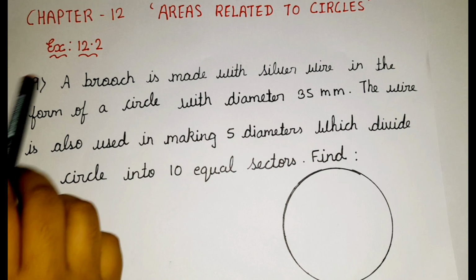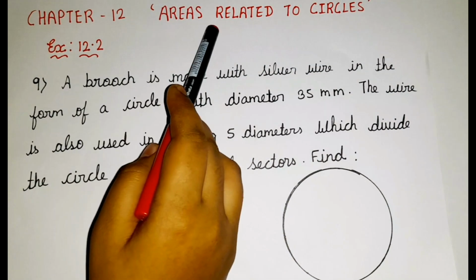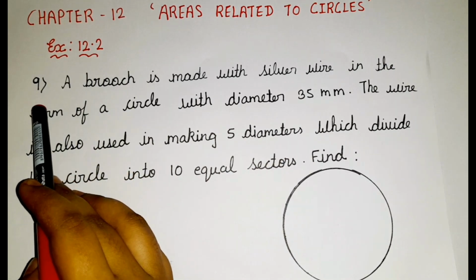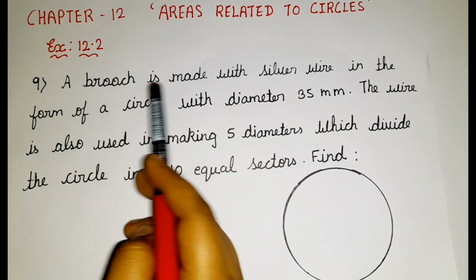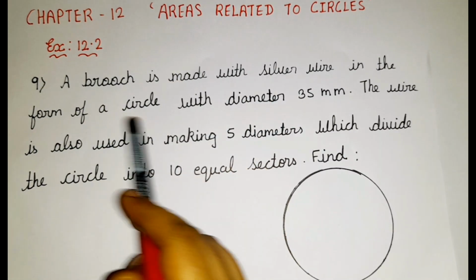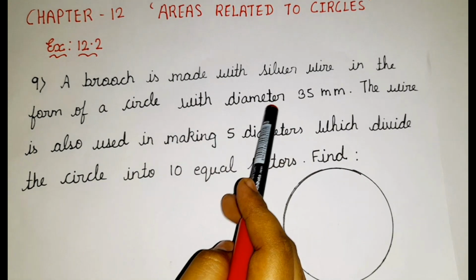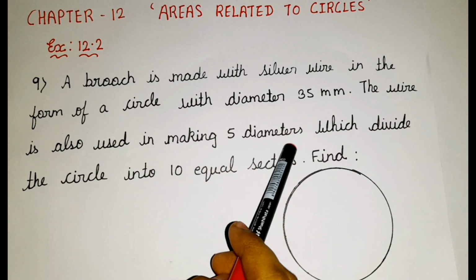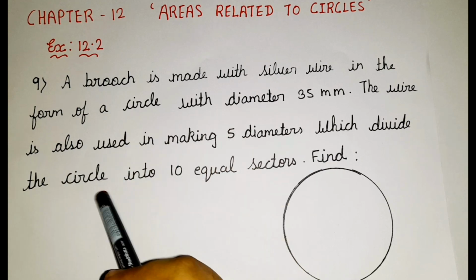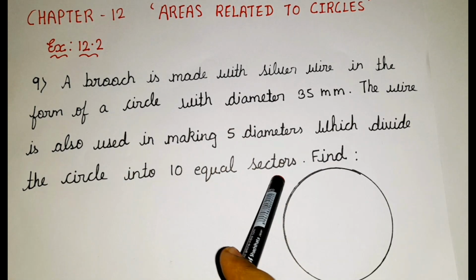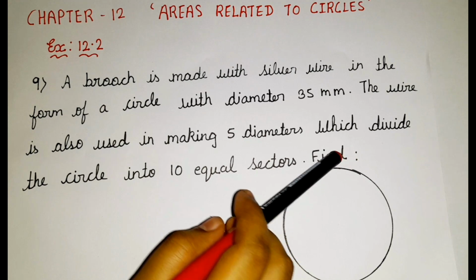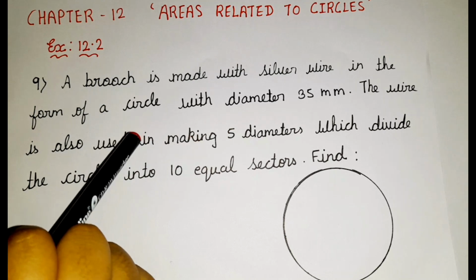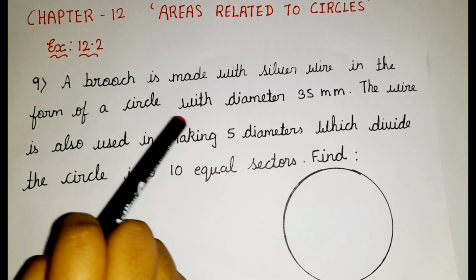Today we are going to be learning Chapter 12 Areas Related to Circles, Exercise 12.2, 9th question. Alright, now let's read the question. A brooch is made with silver wire in the form of a circle with diameter 35 mm. The wire is also used in making 5 diameters which divide the circle into 10 equal sectors. So there are 2 subdivisions in this question, so we are supposed to find those. First of all, let us understand the question and later on we can solve one by one.